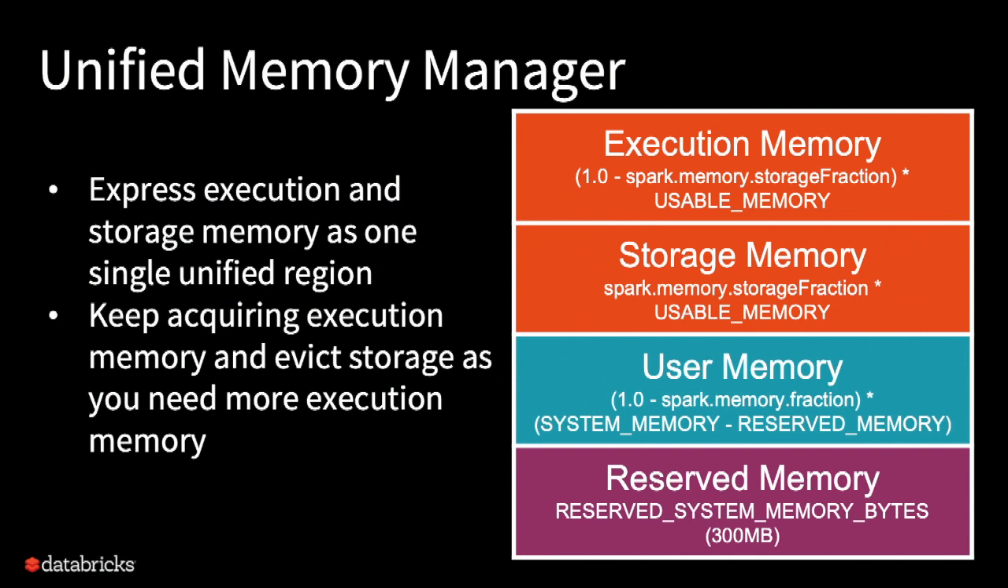Spark uses the unified memory manager for memory management on executors. The unified memory manager expresses execution and storage memory as one single unified region. All memory requests can be fulfilled until the whole memory region is full. Then it keeps acquiring execution memory and evicting storage memory as you need more execution memory to continue processing data.